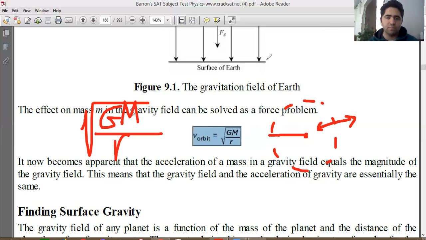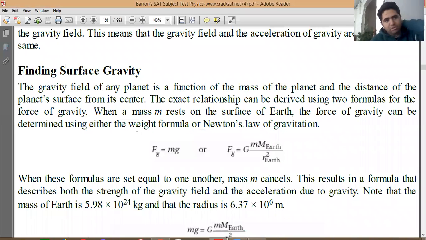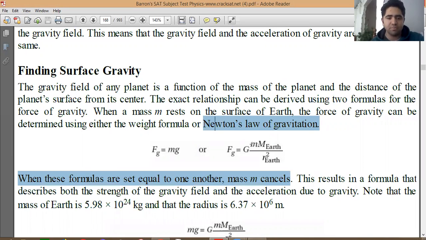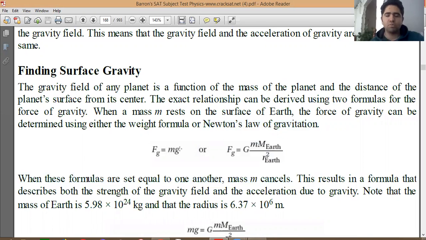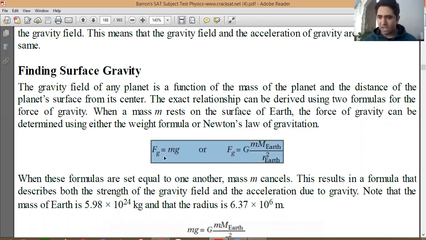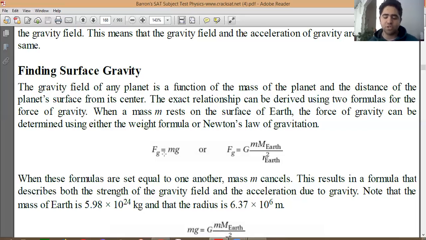So it now becomes apparent. Now we find the gravitational force can be calculated in two ways. You can either go this way or you can go that way. The force due to gravity, you're probably familiar with this form: F equals mg. The force due to gravity is equal to the mass of the object times the acceleration due to gravity. In the SAT physics program, it's considered to be 10 meters per second squared.